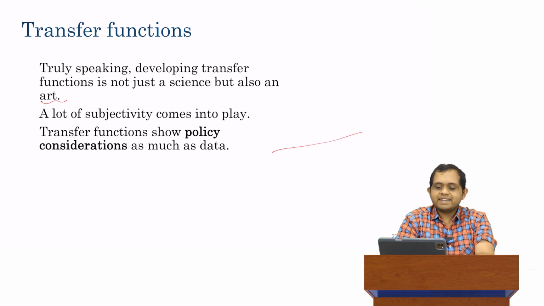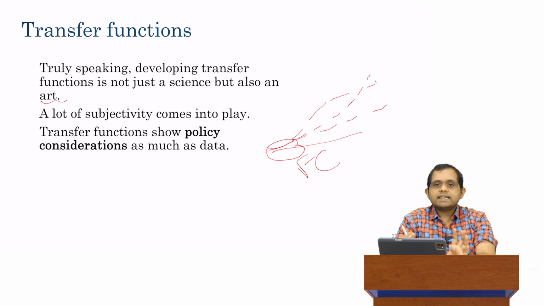For example, if I'm doing fatigue cracking, I might have data over here, so I can fit a curve over here. Outside of this, does the data look like this? Should it look like this? Should it look like this? That's a subjective decision, and that's something you have to make while developing a transfer function. So a lot of subjectivity comes into play in developing transfer functions.